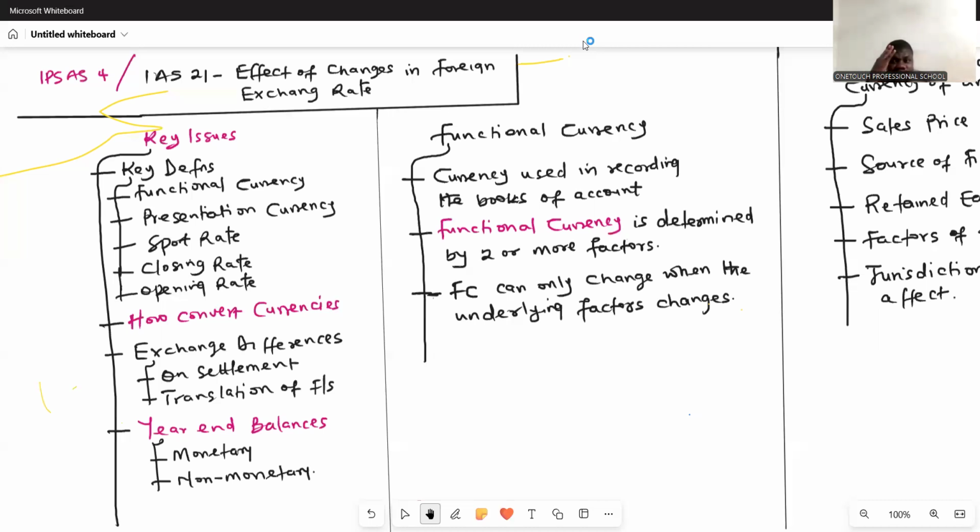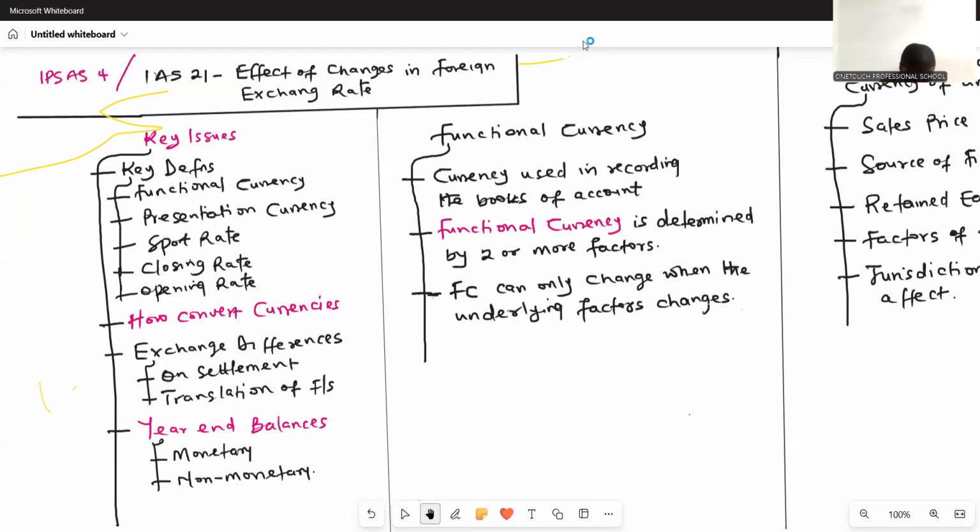I believe these ones, we don't need to write them, because they explain themselves. Opening rate, the exchange rate at the beginning of the year. Closing rate, the exchange rate at the close of the year, at the end of the year. Then the spot rate, the rate at that particular spot, the rate at the date of that transaction. Is that clear?